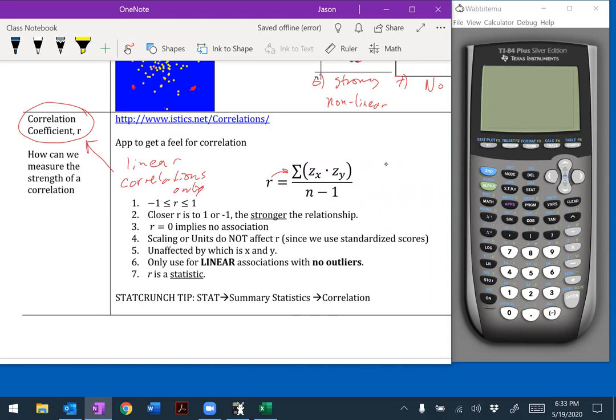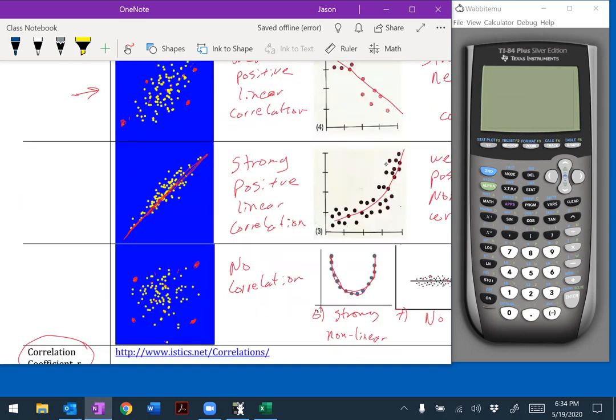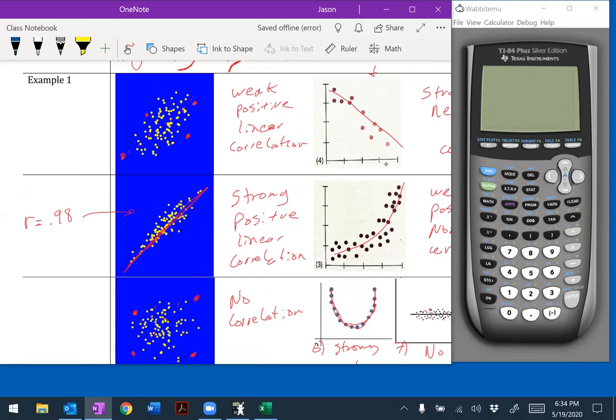It says the closer R is to 1 or -1, the stronger the relationship. So if we look back up here, where we have a strong relationship, R, which we're calling our correlation coefficient, is going to be very close to 1. Maybe it's like 0.98. Very close to 1 there, and it's positive. Now, this one above it would have maybe an R value of 0.38. It's still a positive relationship. It's just not very strong. The correlation coefficient is closer to 0 than it is to 1.